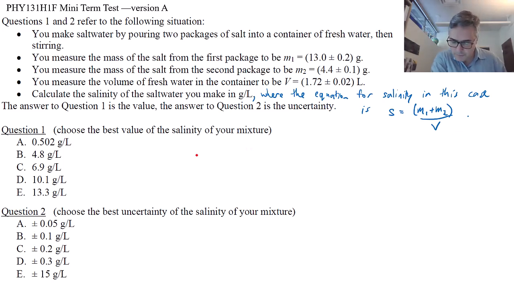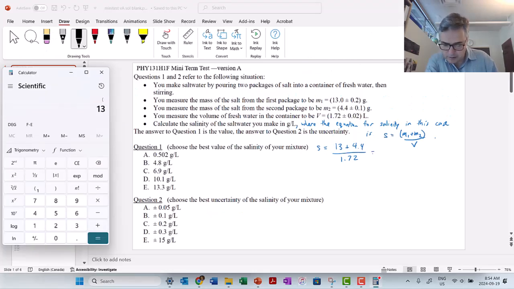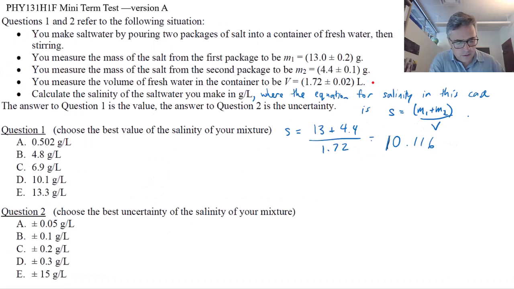So, okay. The first thing we can just do is calculate the value. Question 1 is the value, question 2 is the uncertainty. So let's do that first. S is just going to be 13 plus 4.4 divided by 1.72. Easy marks. Open bracket, 13 plus 4.4, close bracket, divided by 1.72, equals 10.116. And that is going to be grams per liter. So the answer to question 1 is D. So there's a point right there.